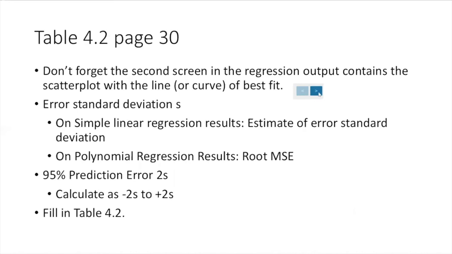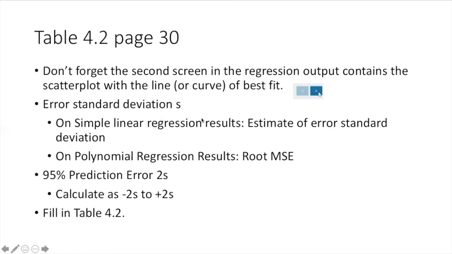Don't forget the second screen in the regression output contains a scatter plot with a line of best fit. So once you get to the first screen with all the numbers, just hit the arrow and it will take you to the scatter plot. The line or curve on your scatter plot is your best fit.